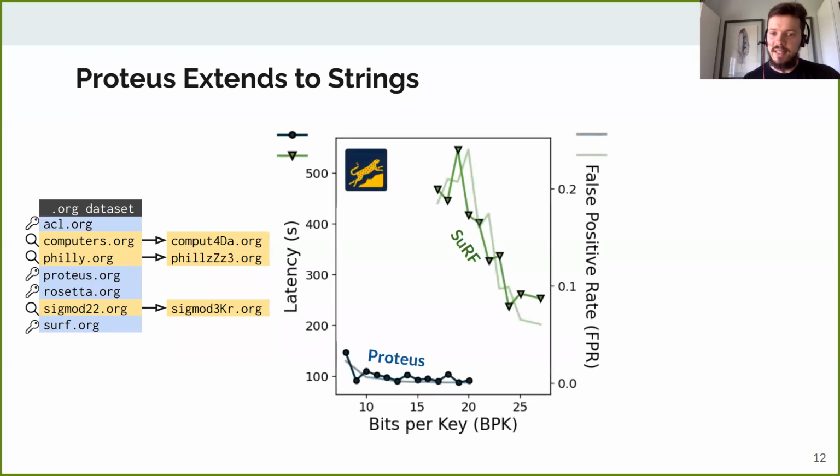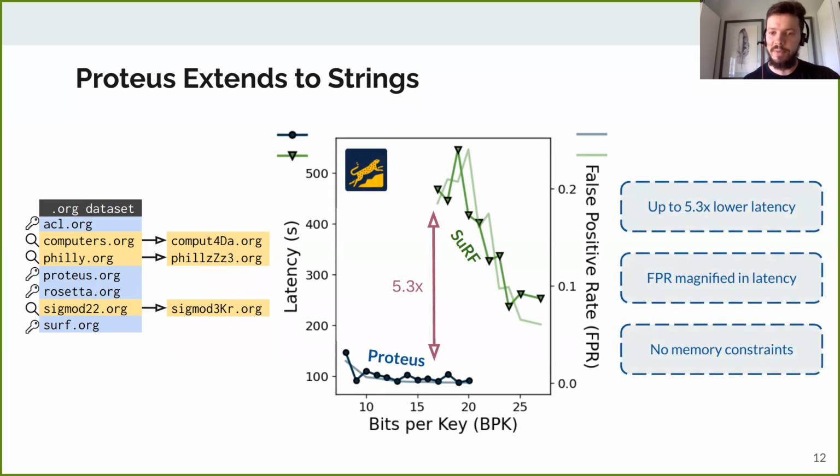We reported the latency and false positive rate for different memory budgets in RocksDB and compared Proteus with Surf, Rosetta not being competitive on this workload. Here, our filter consistently outperformed Surf with up to 5.3x lower latency. We can see that the difference in false positive rate was magnified in the end-to-end latency. This string experiment particularly highlights the advantage of Proteus of having no memory budget requirements, unlike Surf, which could not reach memory budgets lower than 16 bits per key.